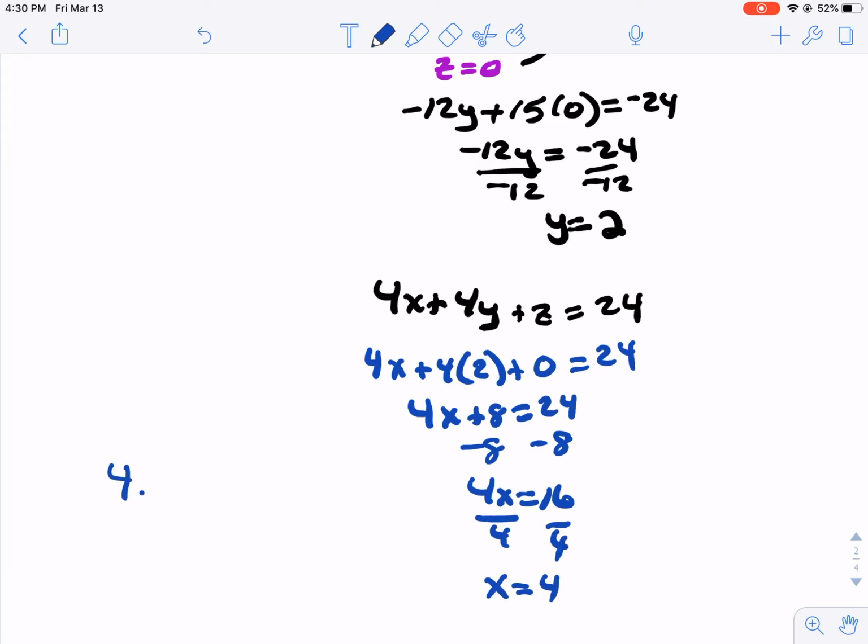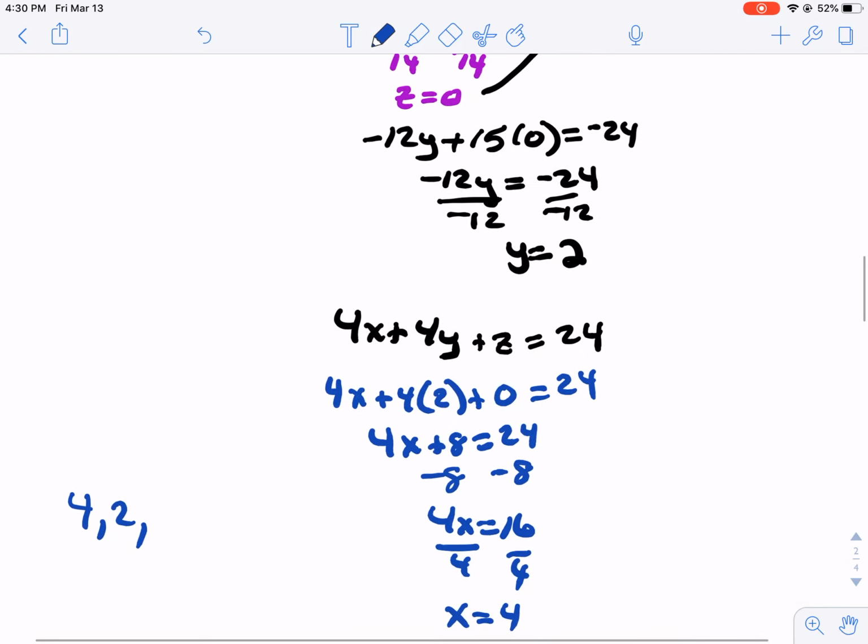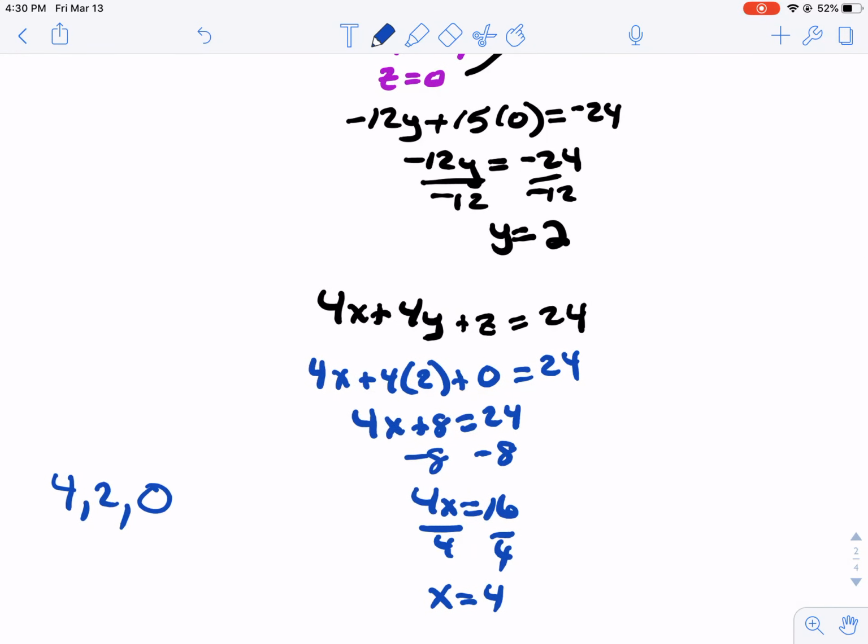So we got a 4, we got a 2, and we have a 0 for our x, y, and z answers. All right, homework accompanies this one. Good luck.